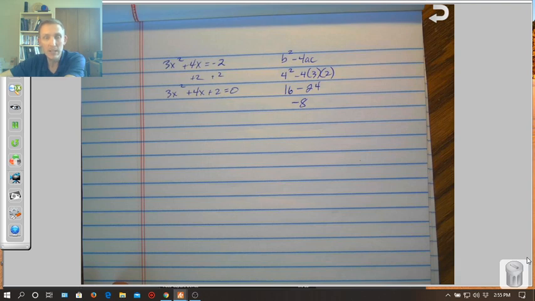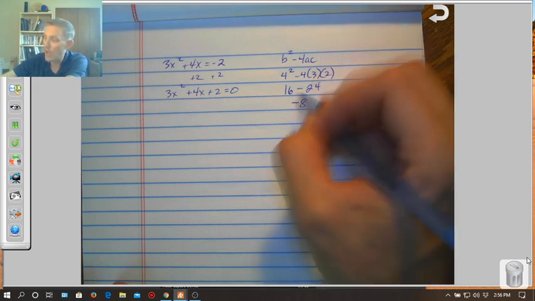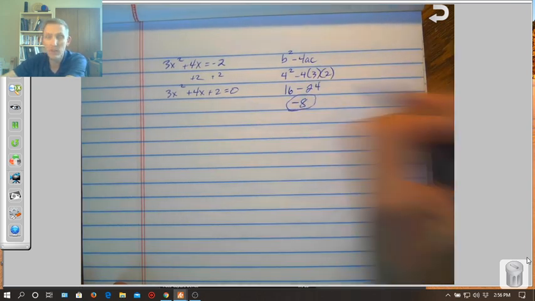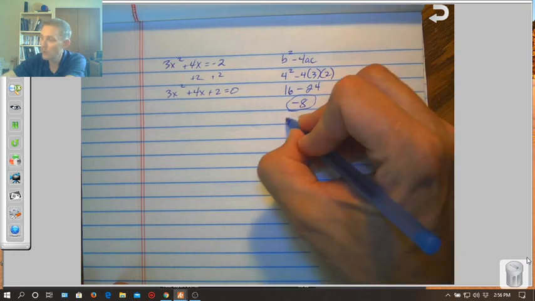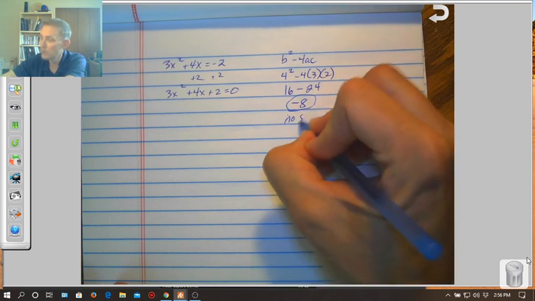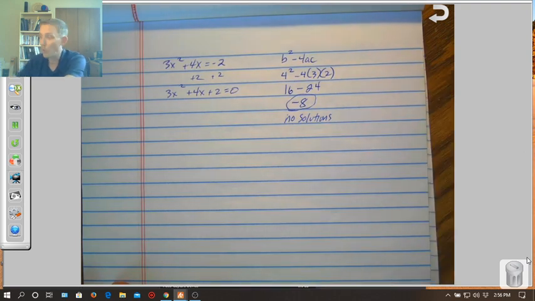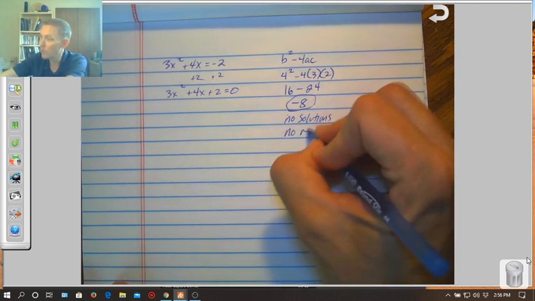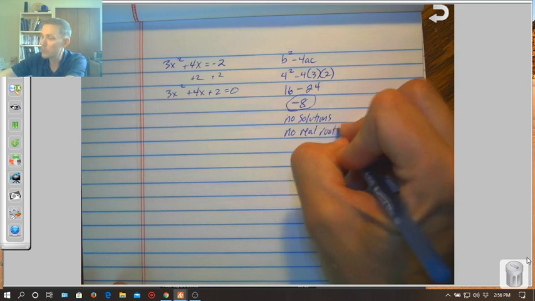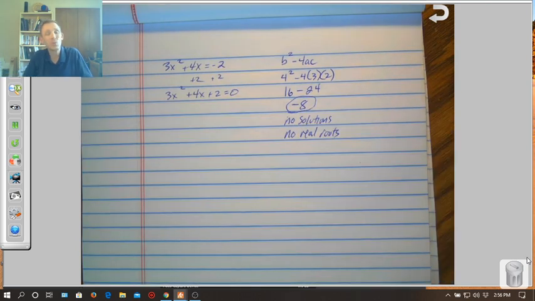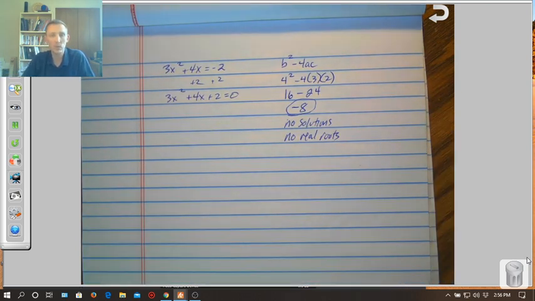If the discriminant is negative, that means in the radical I would have negative 8. Well, I cannot have a negative number in the radical, so I'm going to have no solutions or no real roots. And we say real because we will talk about imaginary numbers when we get to Algebra 2.